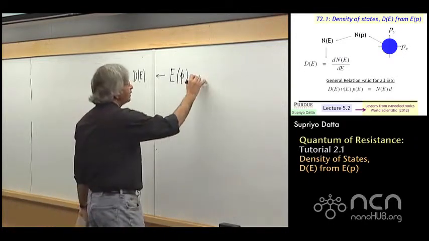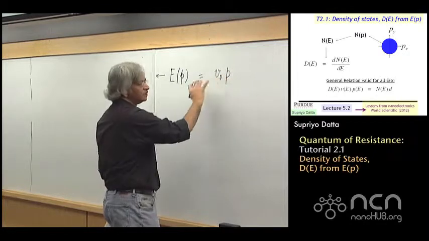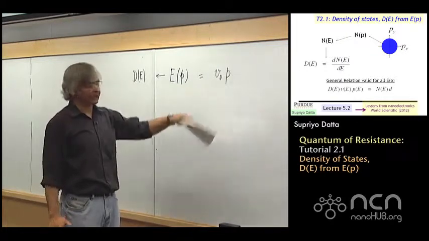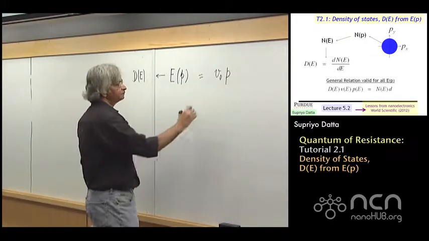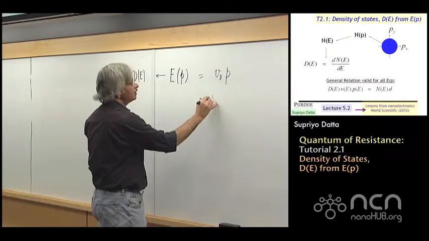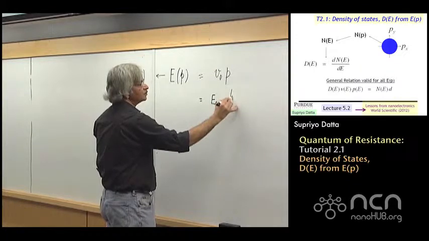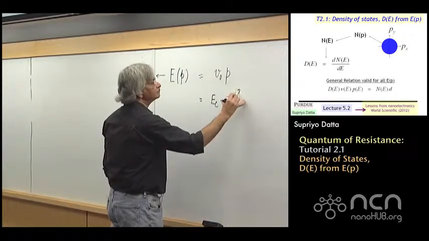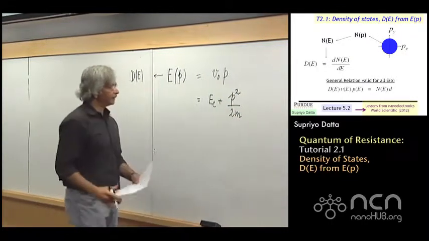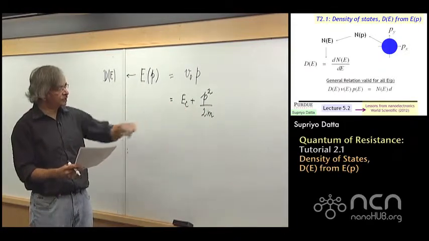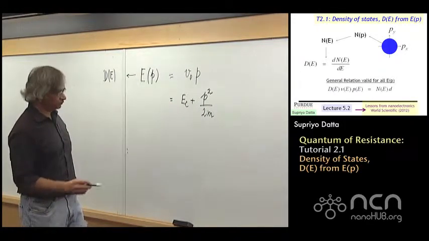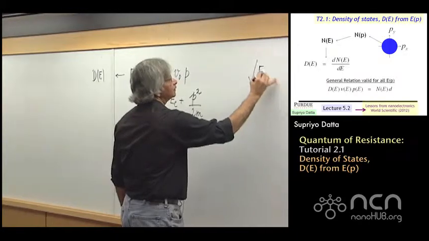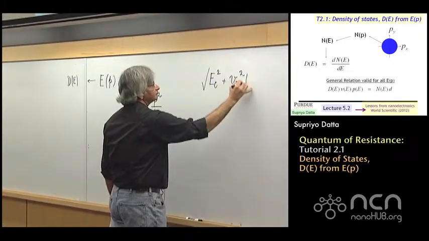The first one was E equals V0 P, that's a linear relation, as I said, a very important material that's of lot of interest these days. Graphene has that linear energy momentum relation. Then there is the usual E equals EC plus p square over 2m. That's the usual parabolic one that you see. And I gave you a more general one, which is like E equals square root of EC square plus V0 square P square.